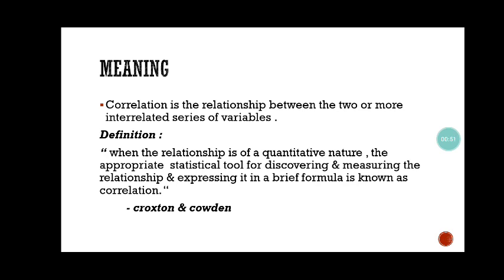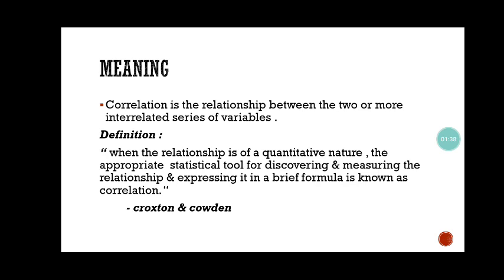So what is basically correlation? Correlation is a tool of study which explains the relationship between two or more interrelated series of variables. Like if we are talking about the relationship between price and demand, here price is one variable and demand is another variable. Here we can study the relationship between those two variables and that would be known as correlation. Whenever we are talking about the study of relationship between two variables, it comes under the purview of correlation analysis.